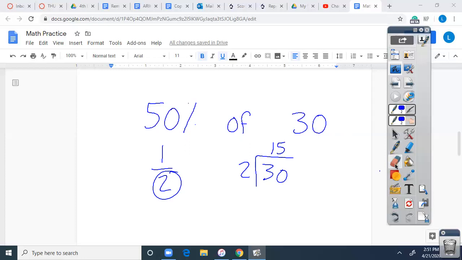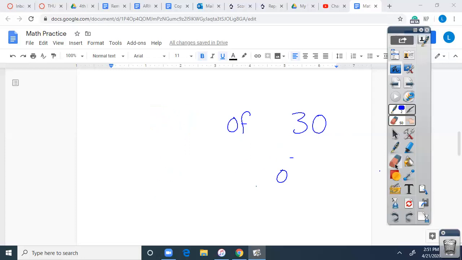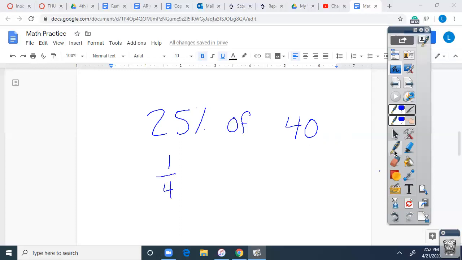Okay, what if I asked you to find, let's do 1/4 of 40. 1/4 of 40. Then 1/4, oh, I just gave you the answer. I did not mean 1/4, I meant 25%. 25% of 40, that means 25% is 1/4, right? So you would do 40 divided by this number right here, 4.